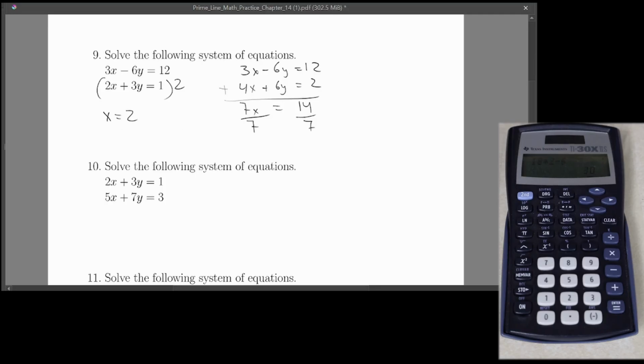For our y's, we can say 3 times 2 minus 6y equals 12. This becomes 6 minus 6y equals 12. Subtract 6 from both sides. We get negative 6y equals 6, divided by negative 6. We get y equals a negative 1 for our answer for number 9.